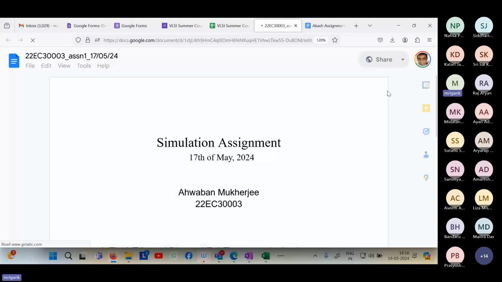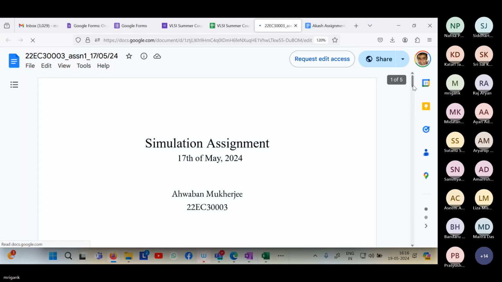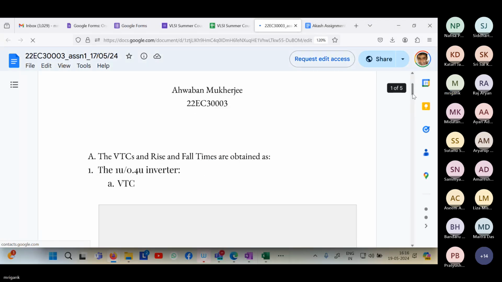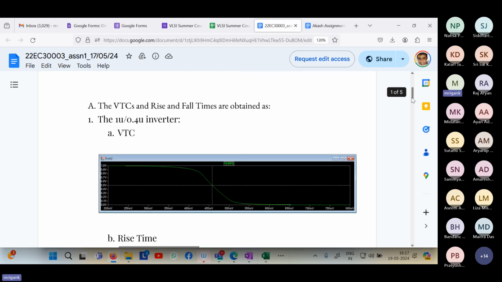Some people had made it very clumsy. That's what I. Now this is Ahwaban. This is a pretty complicated name. How do you pronounce it? Ahwaban. What is he present? I don't know.